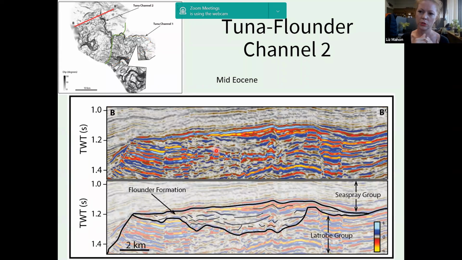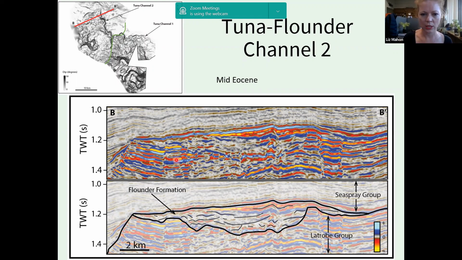And then if we look at Tuna Channel 2, this is the slightly younger, mid-Eocene channel. Again, we see those nice erosive channel walls terminating the parallel reflectors of the Latrobe Group. And the channel fill is again of a lower seismic amplitude and a little bit chaotic.